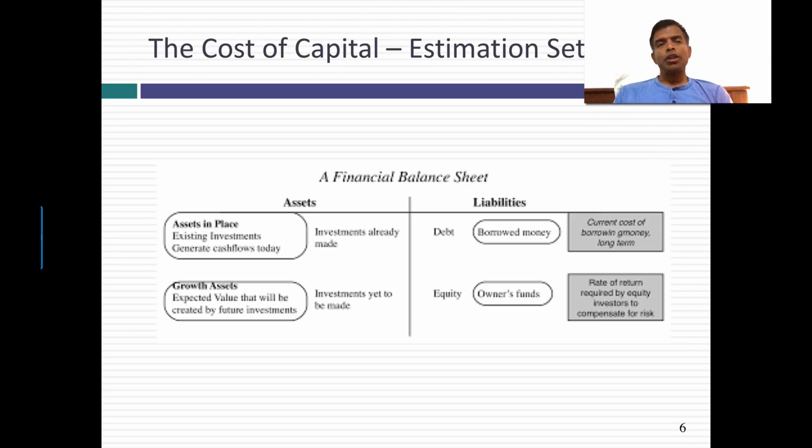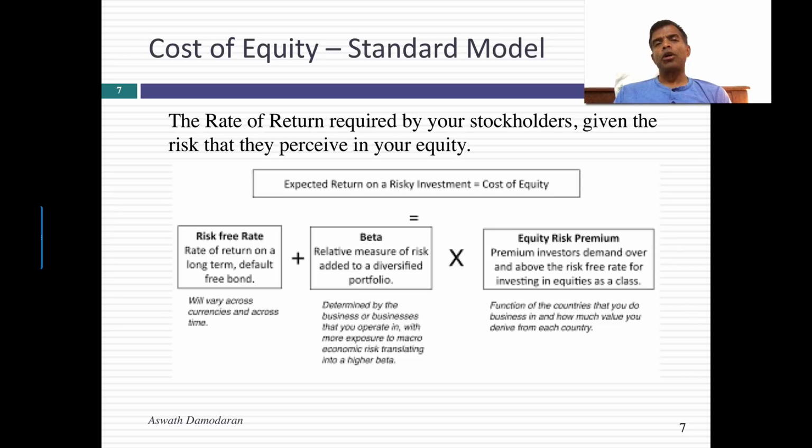Let's take each one. The cost of debt is the rate at which I can borrow money long term today. Long term and today. So it's not the rate at which you borrowed money 2 years ago, 5 years ago, 10 years ago. It's the rate at which you can borrow money long term today. And if the tax code is tilted in your favor, the cost of debt needs to reflect it. The cost of equity is the rate of return your equity investors need to make. Not even to be happy, just to break even on your stock. So it's going to reflect how much risk they see in your equity and how much compensation they demand for the risk. Let's think about then this process of estimating cost of equity and cost of debt.